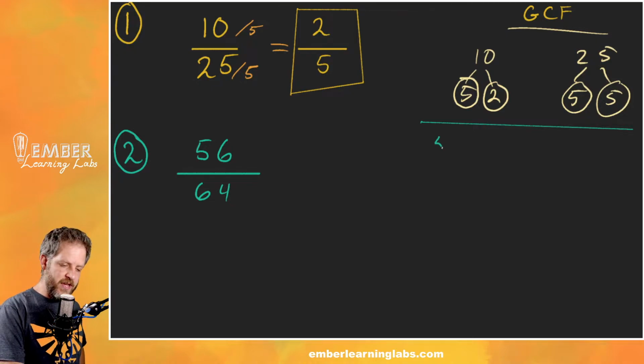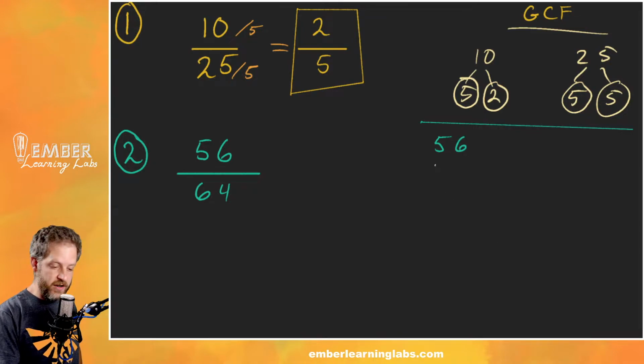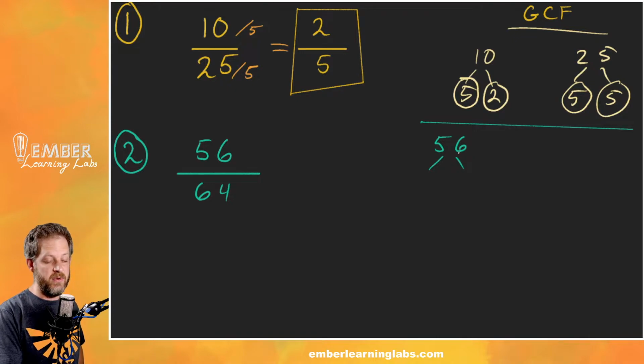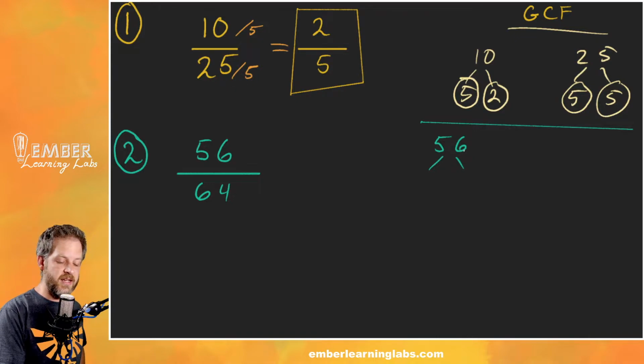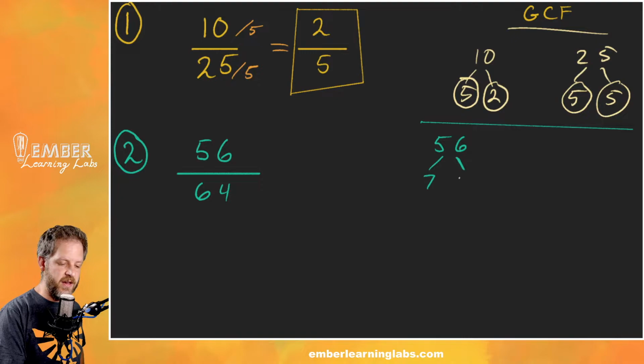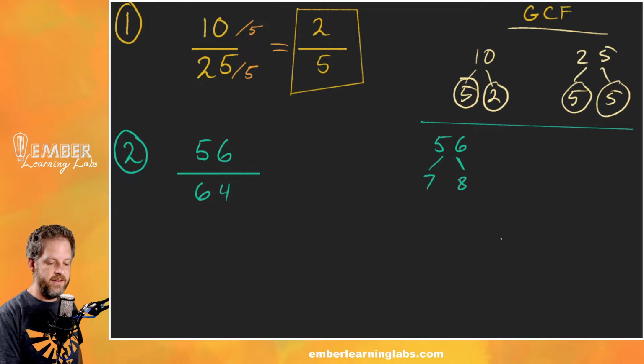So 56. Now there are different things that go into 56. 7 and 8 go into 56. You could also do 2 and then something in the 20s, we'll see in a second. But you could definitely do 7 and 8.